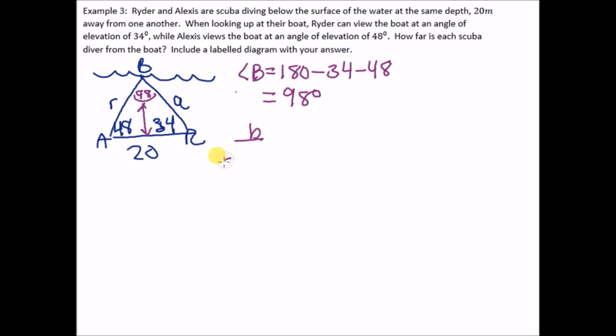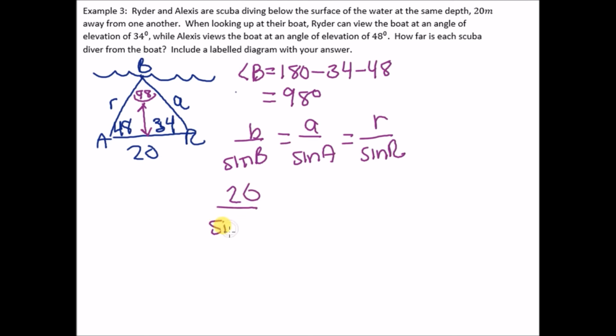So we have B over sine B, and we can solve for A over sine A, and we can solve for R over sine R. The complete ratio that we have is 20 over sine 98. Let's solve for A over sine 48, and we'll solve for R over sine 34.